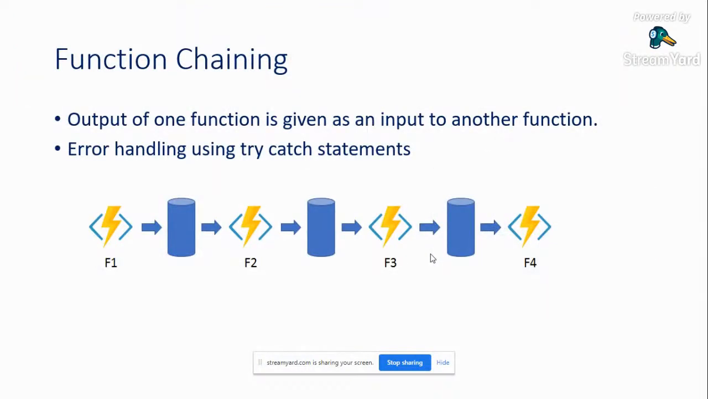Okay, so for example, this is a sequential process, right? So if you wanted to handle any error in this function chaining or in this durable functions itself, you can use try catch statements, and you can execute this. Okay, you can handle errors as well.